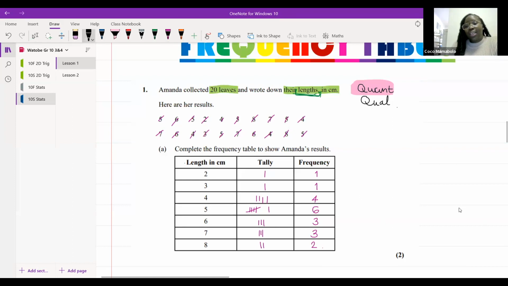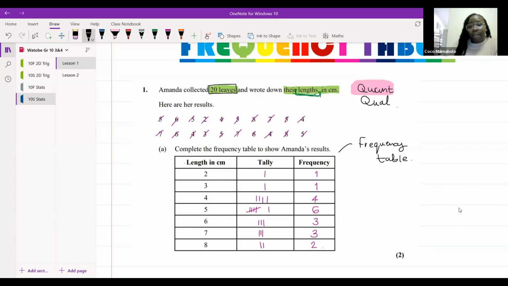Now, this is a frequency table. We've just put this together. It's a frequency table. This is the easiest thing. And Hugo, you're 100% correct. There are 20 leaves altogether. They did tell us this at the beginning. There are 20 leaves altogether.